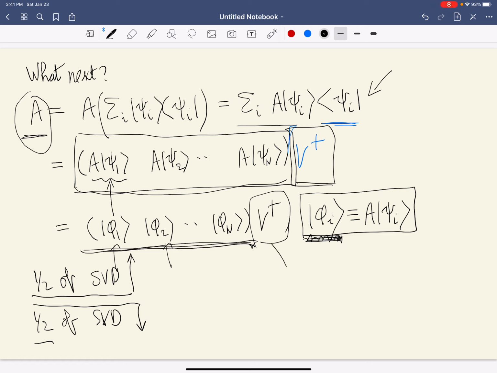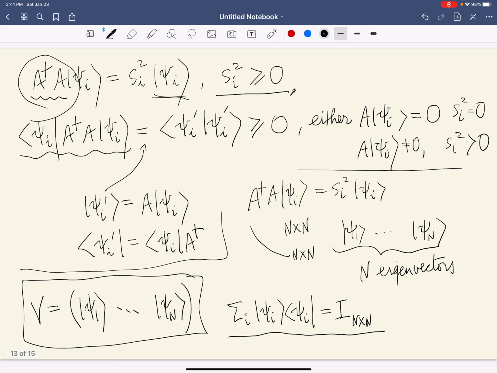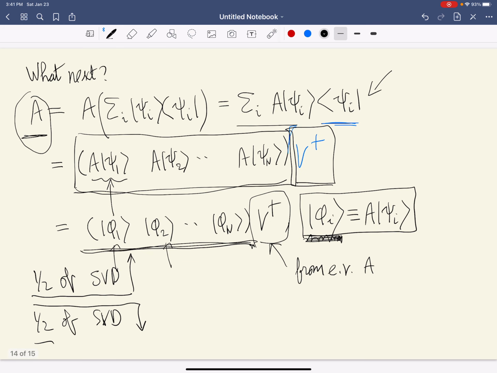Remember, this V was built out of the eigenvectors of... what was it? A dagger? Forgot. Yeah. So the V unitary matrix was constructed out of the eigenvectors of A dagger A. And now these phi are the eigenvectors of A dagger. Okay, that sounds pretty cool.